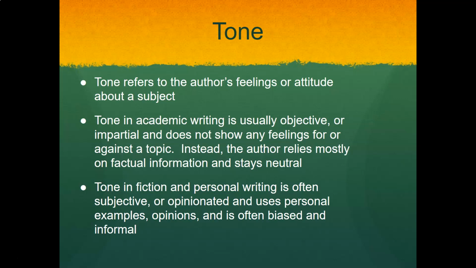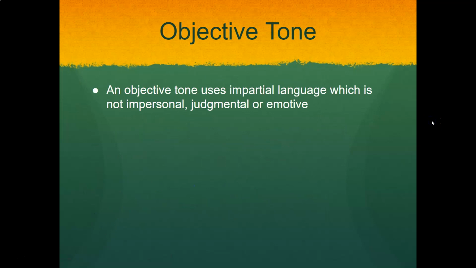Whereas in fiction and in personal writing, tone is often the opposite. It's subjective, it's opinionated, personal examples are used, opinions are shared, and the information is often biased and informal. So that is what we want to avoid with an academic tone. Again, we want to use an objective tone. We want to use impartial language. We don't want to be judgmental or emotive, so we want to exclude our emotions.